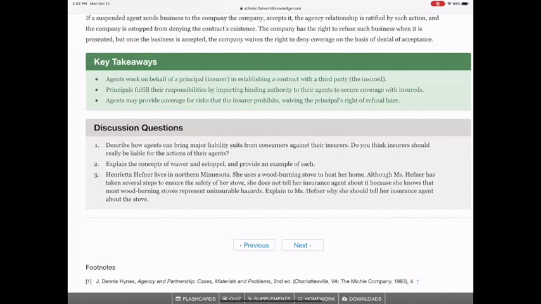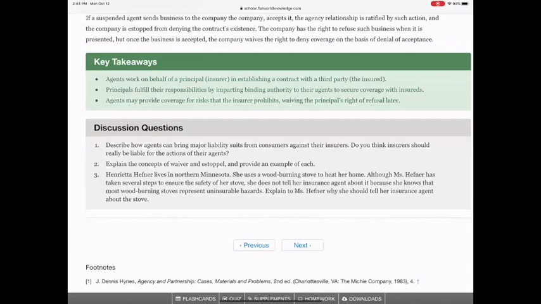And in this chapter, you probably recall, if you read it, that there was this whole class action lawsuit about vanishing premiums policies where agents led customers to believe that their life insurance policies would be paid in full after a certain number of years, which was not true. And this created a really expensive situation for insurance companies to clean up. And so that is one example of how an agent can unintentionally bring major liability suits against their insurance companies. It asks, do you think insurers should be liable for the actions of their agents?